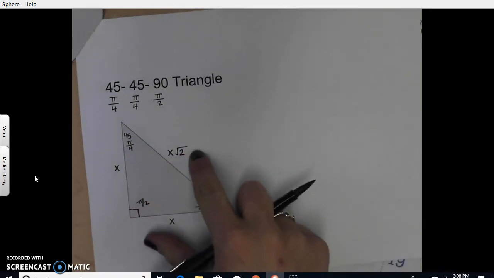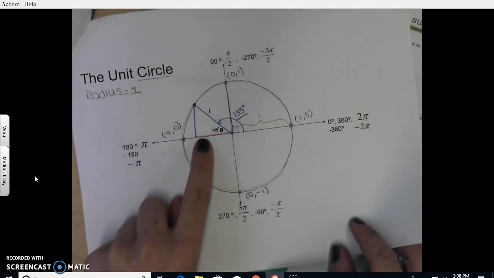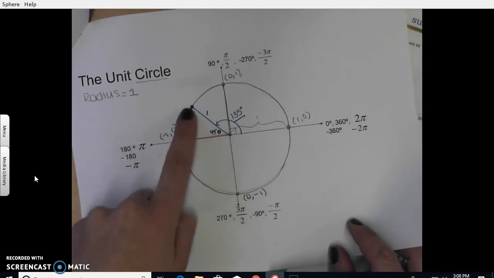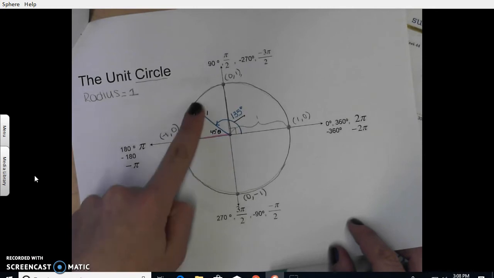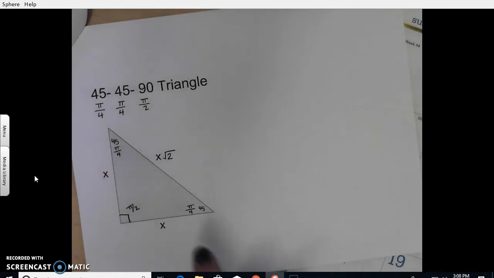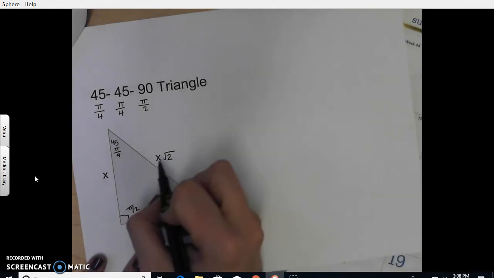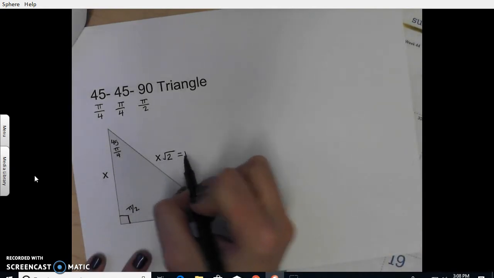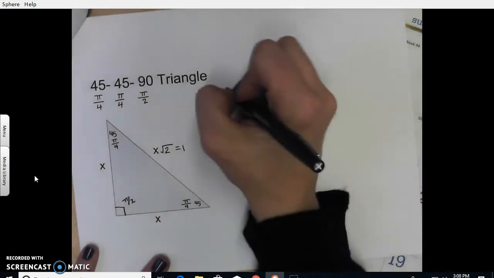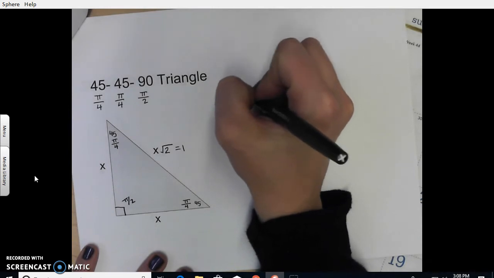So now if I took this and related it back to here, where I have a 45, 45, 90 triangle, but my hypotenuse is 1, I want to know what the legs of my triangle would be. So we only have to do this one time, and then we can just keep using the work that we've already done. So I know x root 2 is equal to 1, because that's my radius in my unit circle. So x root 2 equals 1.